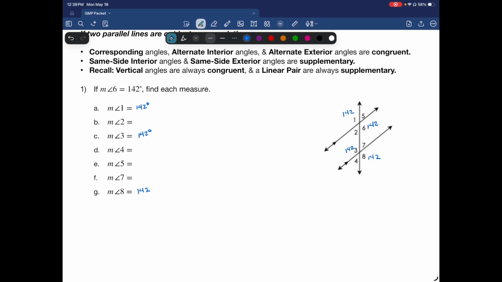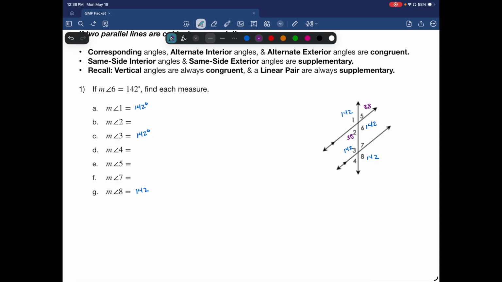All right. And then 5 and 6 are supplementary. They're a linear pair. So 180 minus 142 gives me 38. Well, 5 and 2 are vertical, so that's also 38. 5 and 7 are corresponding, so that's also 38, and 7 and 4 are vertical, so that's also 38. All right, see how this is like a puzzle? You just kind of put these pieces together. So all these other angles are 38 degrees. 2, 4, 5, and 7 are all 38 degrees.